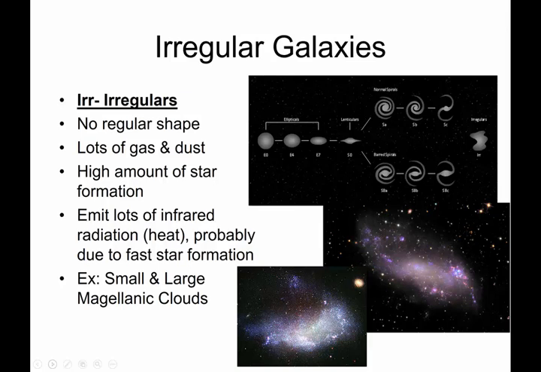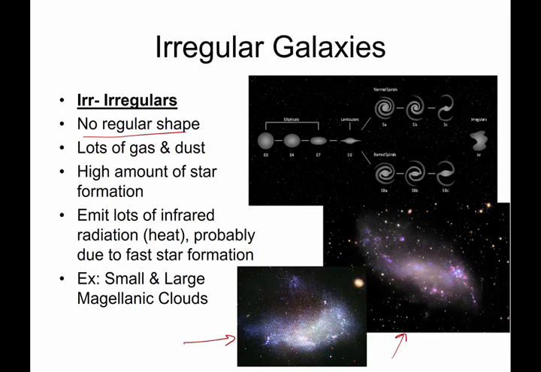The last two are the wacky ones, and these are the irregulars and the peculiars. Irregulars have no regular shape. In the southern hemisphere, you can observe these two, which are companions to Andromeda, and they're in our local galaxy group. These are the Large and Small Magellanic Clouds. They are perfect examples of irregular galaxies. They have not evolved into having nice shapes like ellipticals or nice spiral shapes like normal spirals or barred spirals.